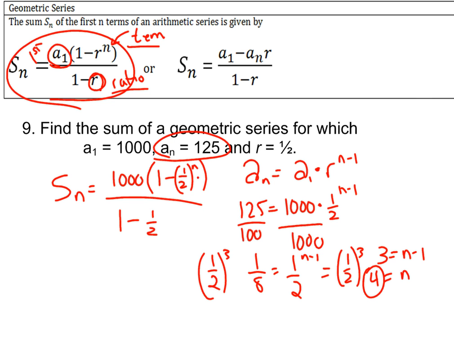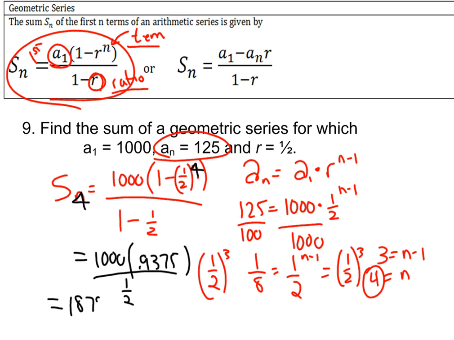So over here, I put 4 in for n. So I'm looking for the sum of the first 4 terms. So I'm going to do 1,000 times 1 minus 1/2 raised to the 4th, which is going to be 0.9375, all over 1/2. So my sum is going to be 1875.